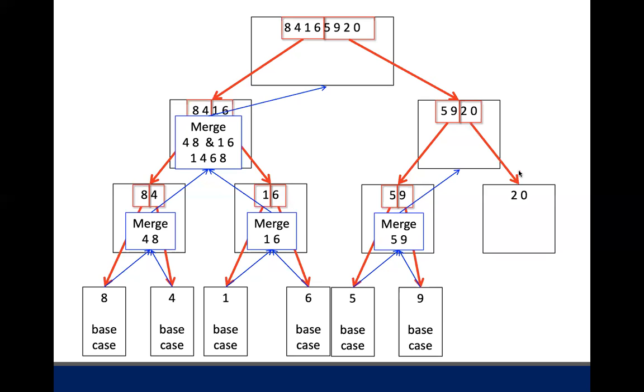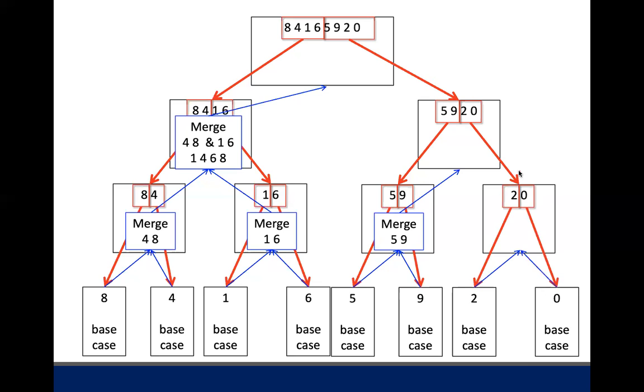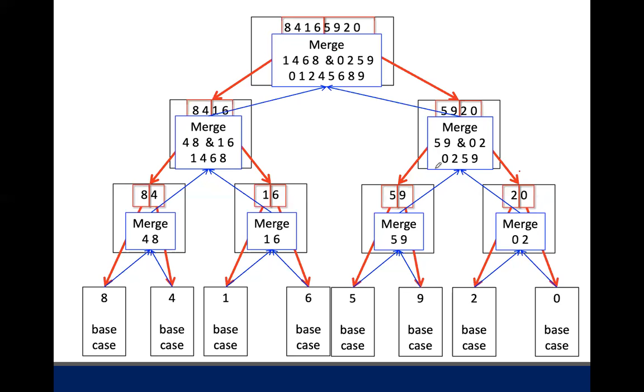Do the second recursive call on 2 and 0. Split, base case, return, base case, return, merge: 0 and 2. Then merge 0 and 2 with 5 and 9. That gives me 0, 2, 5, 9. Right, so 0, 2, 5, 9. And now I'm going to return this to the caller, and now I have two sublists. One is 1468, and the other is 0, 2, 5, 9. Merge them. Using the merge algorithm, I get all the elements sorted.